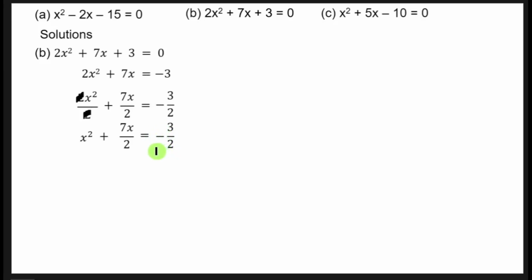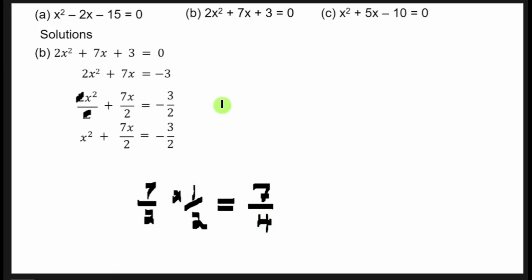Then the next step that is supposed to be done here is to get the coefficient of x, which is 7 over 2. This is the coefficient of x, 7 over 2. When you get it, what you are supposed to do is to half it, or multiply it by half. So this is 7 over 2, and you multiply it by 1 over 2. That's what it means to half it, so that you have 7 times 1, which will be 7, and then over 2 times 2, which will be 4. So this is what I did. You get 7 over 4.